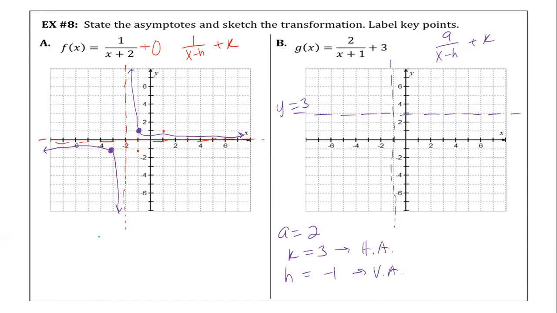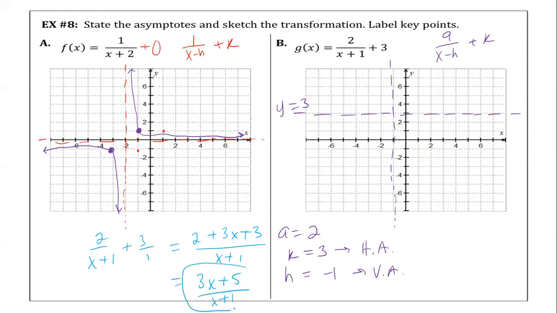detour of notes, here we go. I have 2 over X plus 1 plus 3 over 1. I would need to rewrite this, so it becomes 2 plus 3x plus 3 all over x plus 1. So not in transformation form, this would be 3x plus 5 all over x plus 1. And that would be, yeah, the degree is equal. So how do we know that transformation form on the first one?